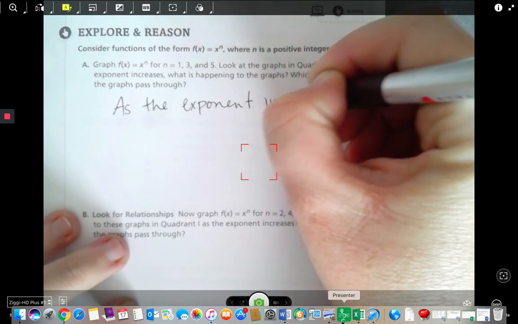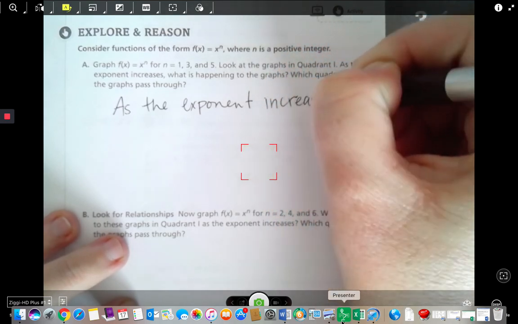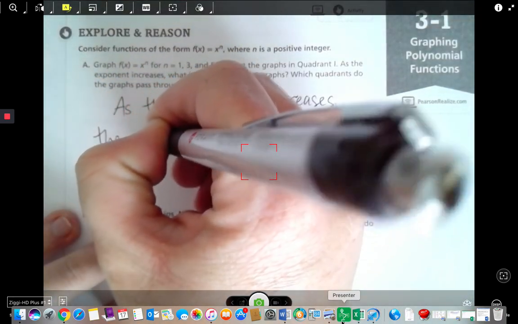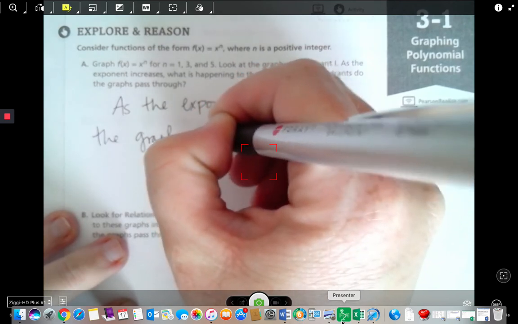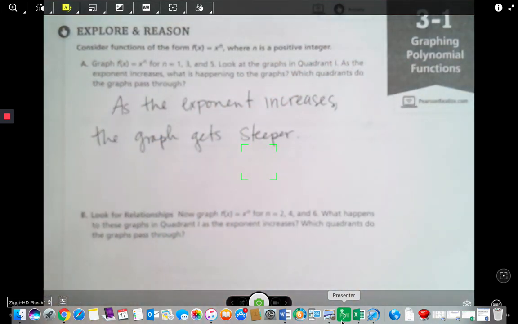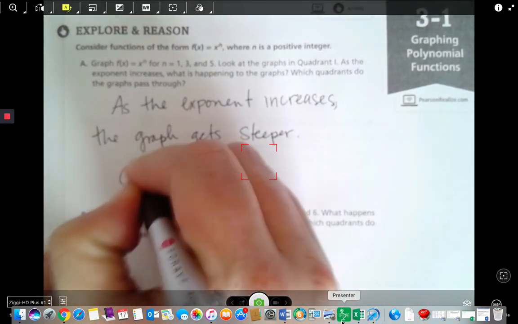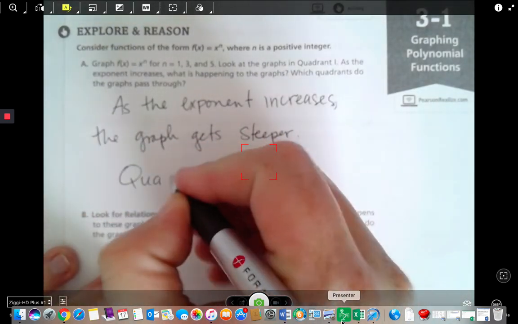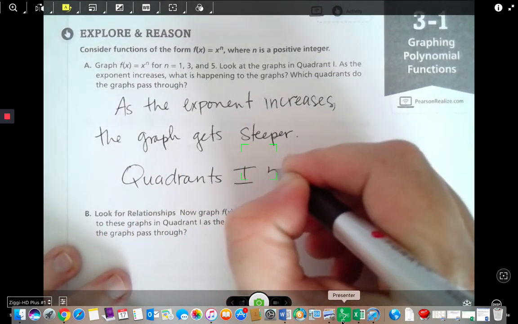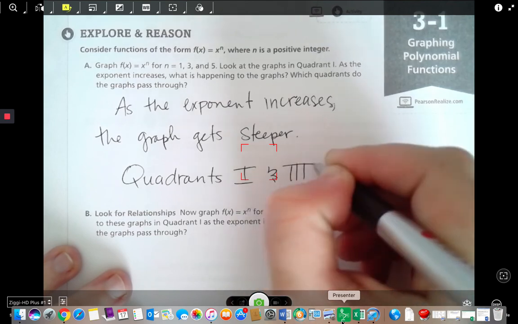So as our exponent increases, the graph gets steeper. And what quadrants were we in? We were in quadrant 1 and quadrant 3.